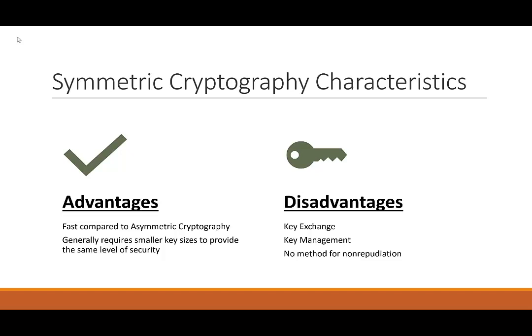Some of the disadvantages are there is no real built-in method for key exchange. There's no method for key management that's built in. And also that there is no method for non-repudiation. So the idea with non-repudiation is if I were to send an email to, let's just say, Alice, non-repudiation would prevent me from denying that I sent that email. And so that's a feature that's not available with symmetric cryptography.